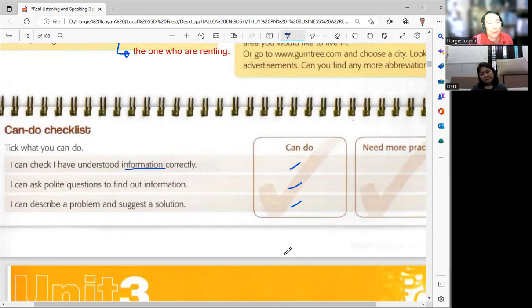And part of your homework, if you have spare time or vacant time, you will record a problem and suggest a solution, and send that one through Skype. Okay? Okay, so we still have time.